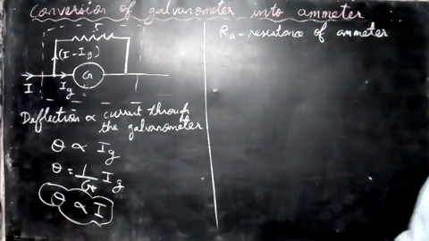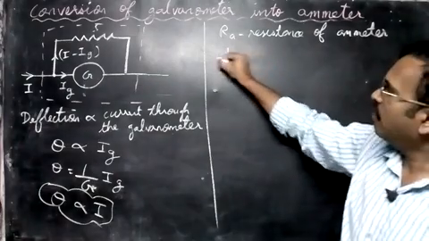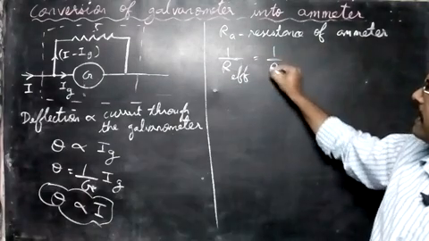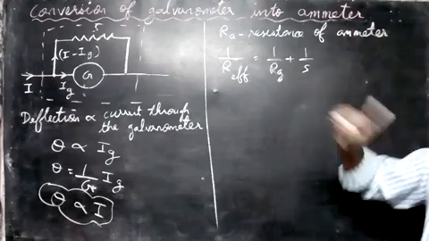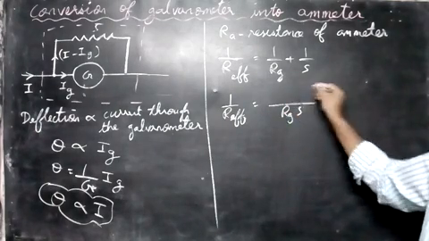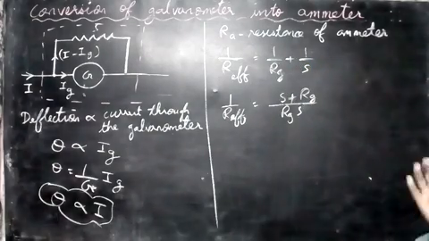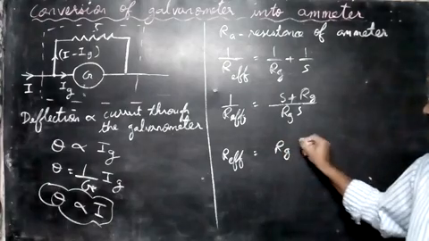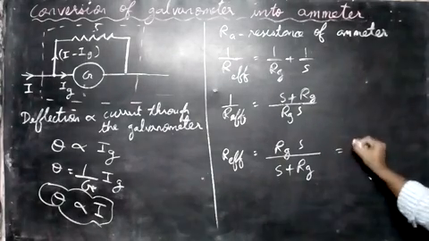You can see this galvanometer and the shunt resistance are in parallel. So we'll use the resistance in parallel formula: 1 by R effective, the total resistance, is equal to 1 by Rg, the resistance of the galvanometer, plus 1 by S, the shunt resistance. You must find this R effective, so take the LCM. So 1 by R effective on the left side is equal to S plus Rg divided by Rg into S. Now to find R effective, take the reciprocal. So R effective is equal to Rg into S divided by S plus Rg. You can also write Rg plus S. So this will be the resistance of the ammeter.